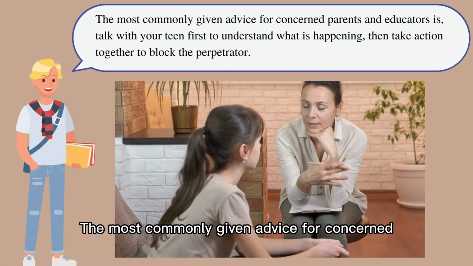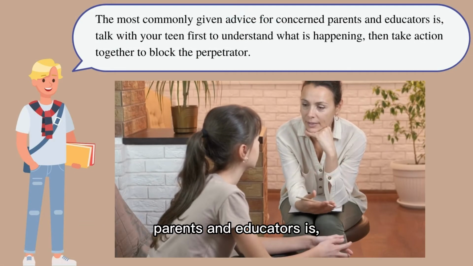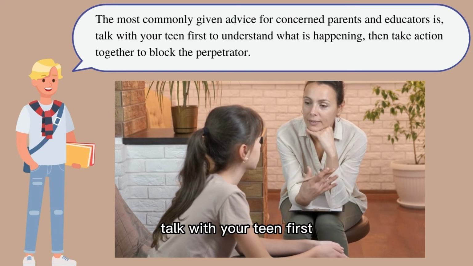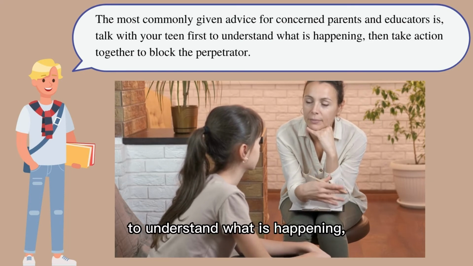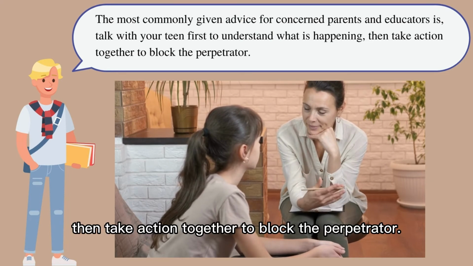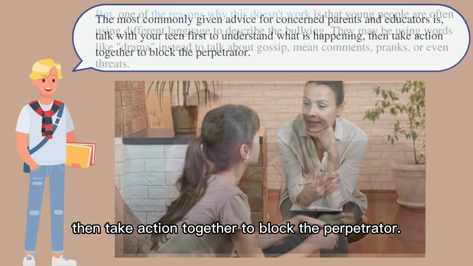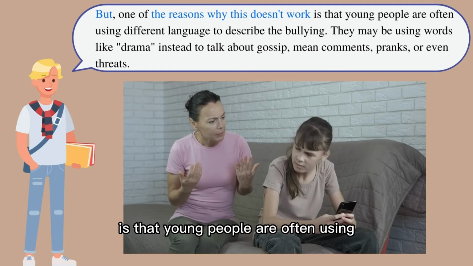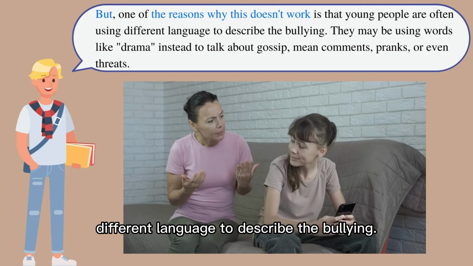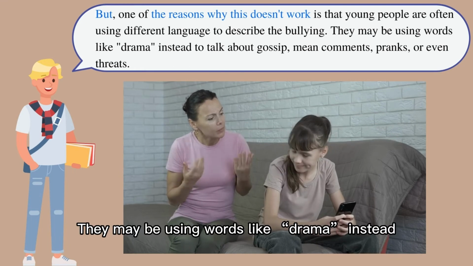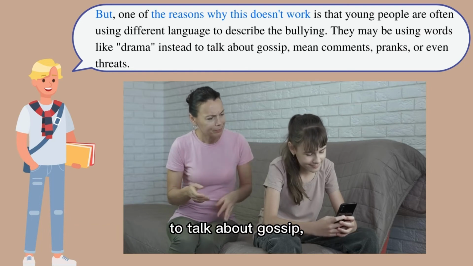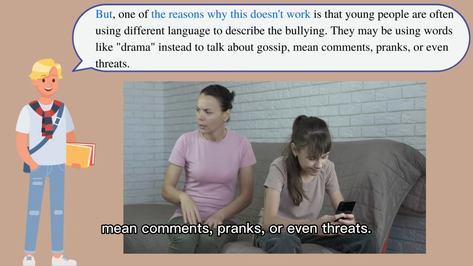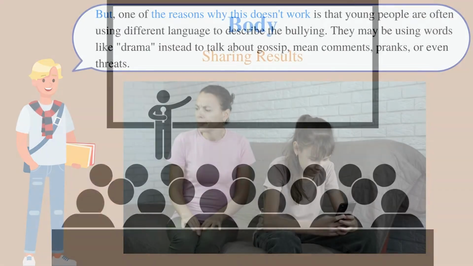The most commonly given advice for concerned parents and educators is: talk with your teen first, to understand what is happening, then take action together to block the perpetrator. But one of the reasons why this doesn't work is that young people are often using different language to describe the bullying. They may be using words like drama instead to talk about gossip, mean comments, pranks, or even threats.